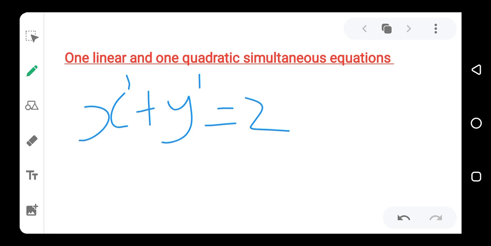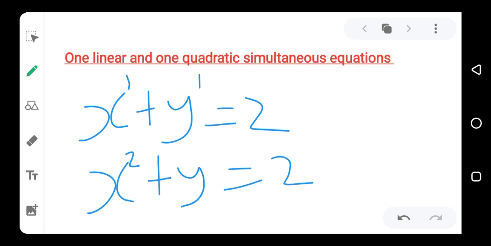Now if we have one in which the highest power of any of the unknowns is 2, we call it a quadratic equation. Assuming we have x raised to power 2 plus y is equal to 2. Here, the highest power of one of the unknowns, that is x, is 2. Therefore, this is a quadratic equation. Now, when we have a linear equation and a quadratic equation, and they contain two unknowns, we can solve the two of them together using simultaneous equations.